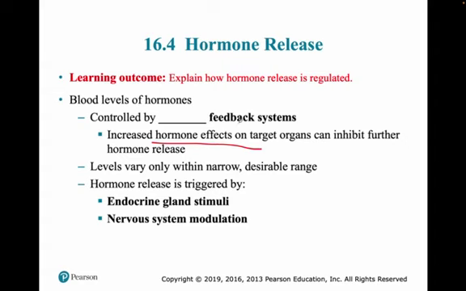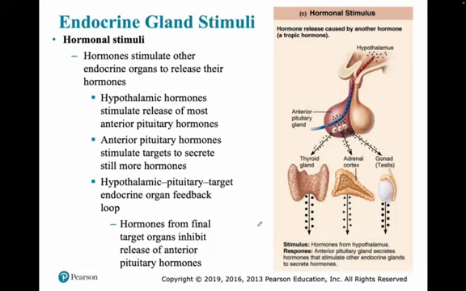If you remember, this feedback system is basically the negative feedback system, because in positive feedback it's exactly the opposite. Once it is produced, it will continue to be produced until the job is done. All right, so the levels vary within a very narrow desirable range. So actually we don't produce a lot of hormones. It's a very narrow range of hormone we need to do our job. Hormone is released by the trigger of endocrine gland stimuli or nervous system modulation. So we will talk about this one by one.